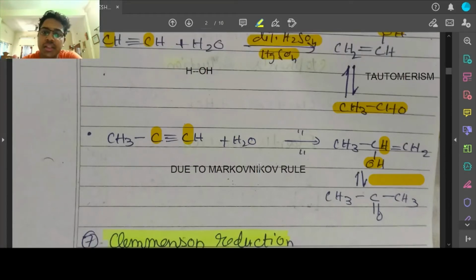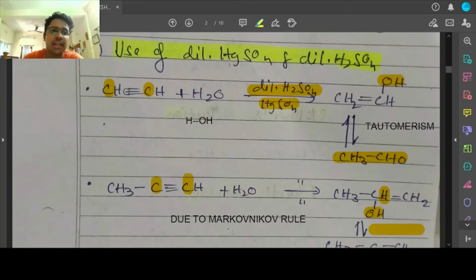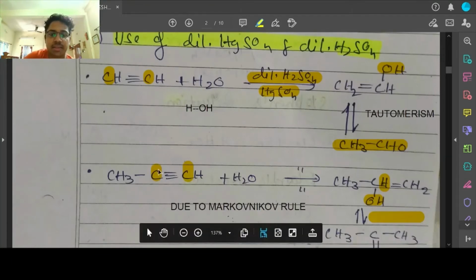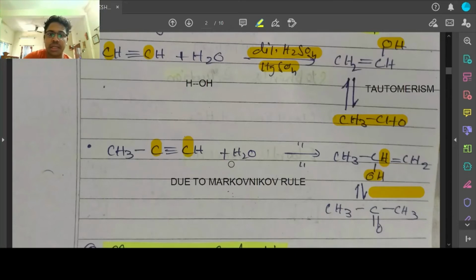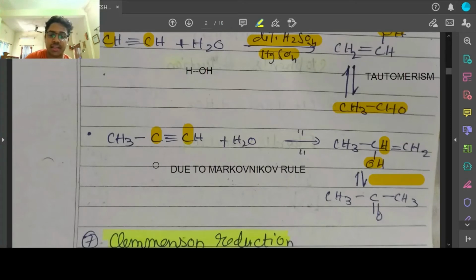The OH group always substitutes the least substituted carbon. You will ask why it didn't happen in the earlier case. Because both carbons are of the same order, both are equally substituted, so the OH group can enter either carbon. It is not necessary that it enters only one carbon. But in this case, this carbon is the least substituted, so the OH group will attach to this carbon. I hope this is clear. The OH group is attached to the least substituted carbon.